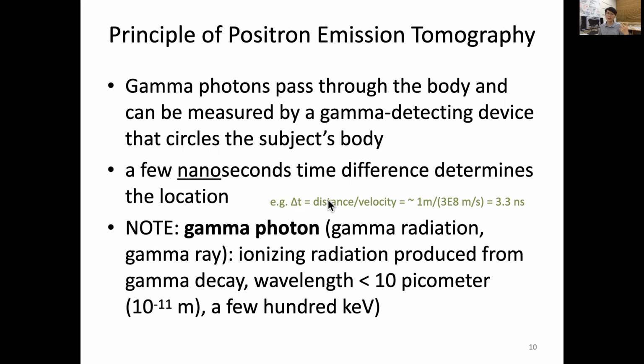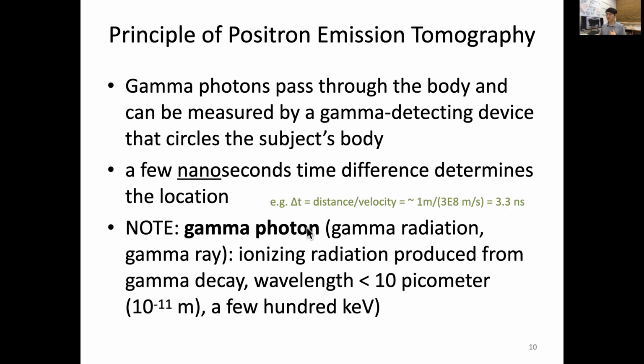The delta T, the time difference, will be the distance divided by the velocity. In this case, gamma photons pass through space at almost the speed of light, and the distance will be on the order of a meter at the largest. So if you quickly calculate 1 meter divided by 3 times 10 to the 8 meters per second, which is the speed of light, you get a few nanoseconds, which our fast electronics can detect.